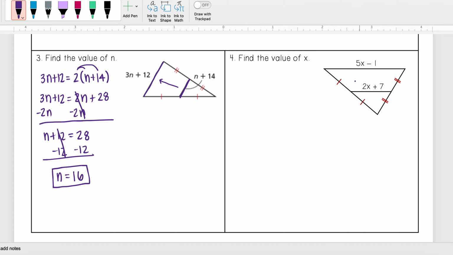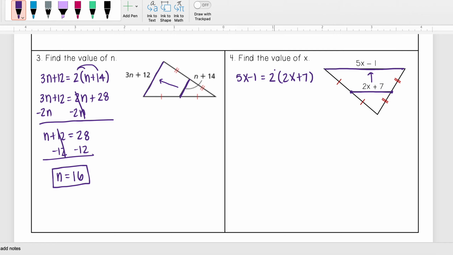Okay, let's try one more just like that. So here I have 2 segment lengths. I want to find the value of x. I see that 2x plus 7 is my midsegment, and I know that because it's connecting my 2 midpoints. And what I know about my midsegment is that it is half the length of the opposite side, or in other words, that longer side, 5x minus 1, is going to be twice the length of my midsegment. So 2 times (2x plus 7). Again, super important to put parentheses around this because I am doubling the entire thing.